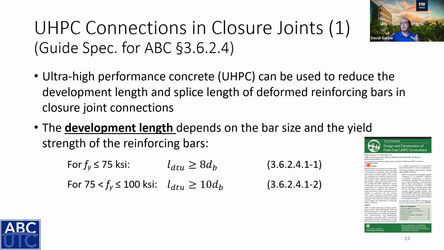The next main category of these straight bar connections is ultra high performance concrete connections. This whole section of the guide spec is mainly based on work done by FHWA, so I give a little reference to that here, and work done by Ben Graybill. You can see the development length depends only on the bar size. Right now it's not dependent on concrete strength or anything else. They give some minimum required properties for your UHPC and then just vary the development length based on the bar size. So you can see FY less than 75 KSI or between 75 and 100.